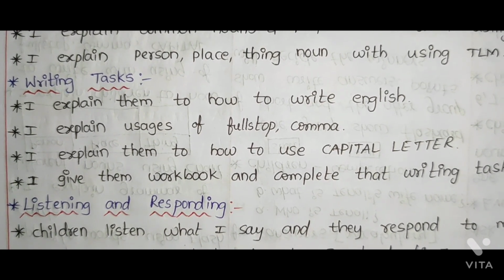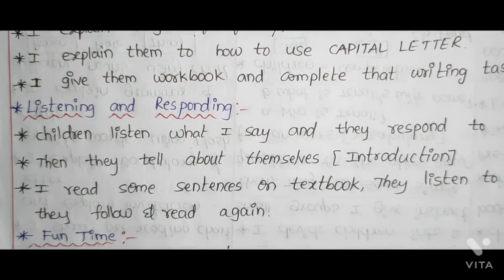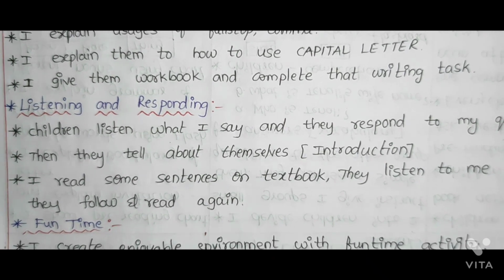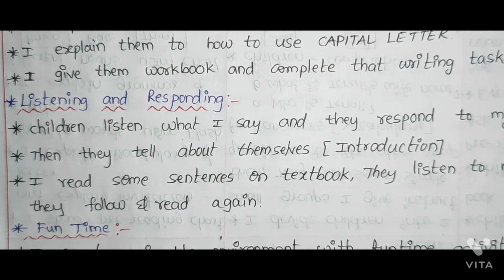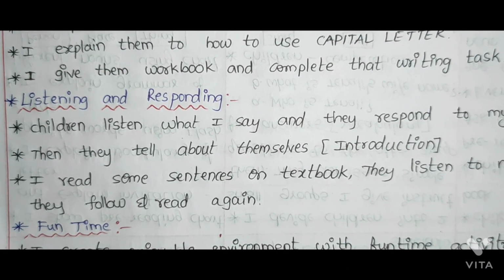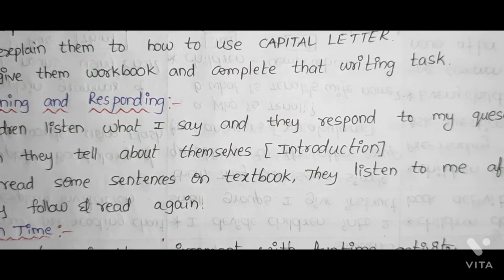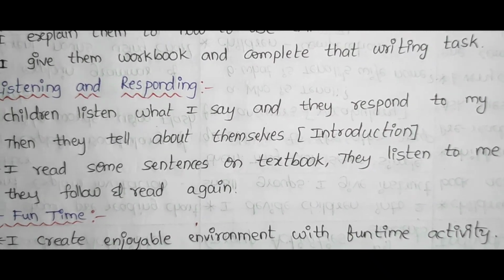Next one, listening and responding tasks. Children listen to what I say and they respond to my questions. Then they tell about themselves. Introduction. I read some sentences from the textbook. They listen to me, follow and read again. This is the listening and responding task. This is also very important in the teaching learning process.